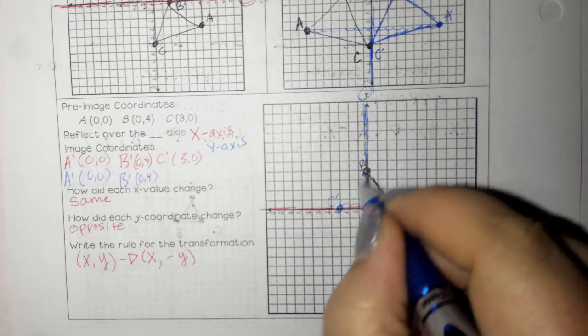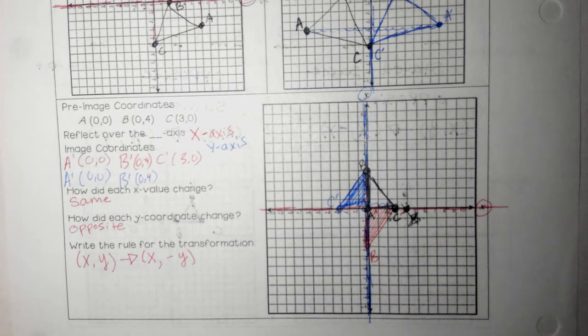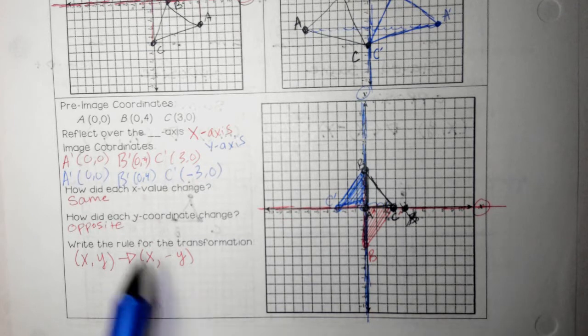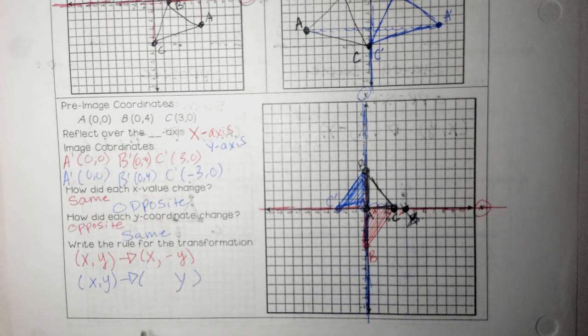Now when I connect my triangle, that's this right here, the y-axis reflection. Oh, and C prime now is located at negative 3, 0. Negative 3, 0. When I reflected over the y-axis, the x values became opposite, and the y values stayed the same. When I write the rule for a y-axis reflection, the y value stays the same, but the x has to become opposite.